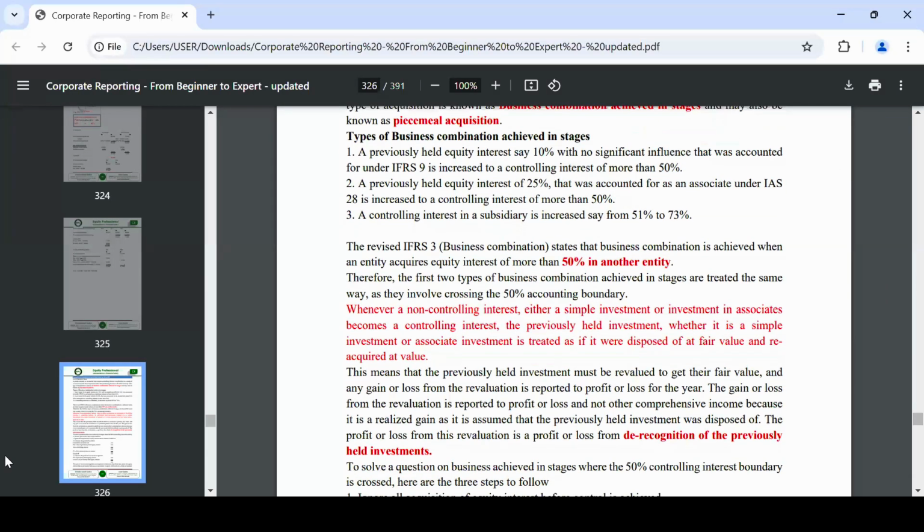Now, this is it. Whenever a non-controlling interest, look at what is marked in red, either it's a simple investment or investment in associates, becomes a controlling interest, what do we do? It says the previously held investment, whether it is simple or associate, is treated as though it was disposed of at fair value and reacquired at fair value.